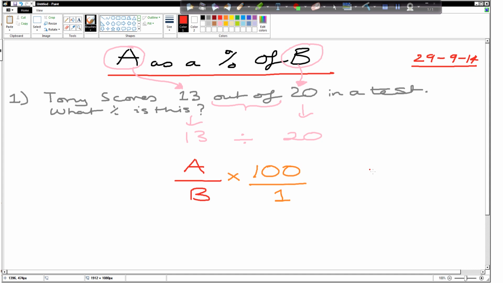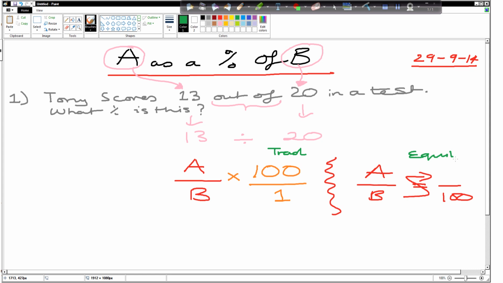Another way could be like this: A over B equals, that method. So that is the traditional method over on this side, times it by 100 over 1, and this is the equivalent method. Okay, we're happy with that. So we learned last lesson, it's going to come into use right now for this new style of question.